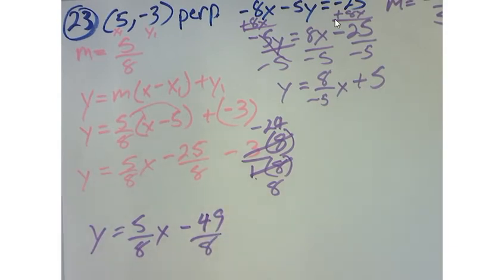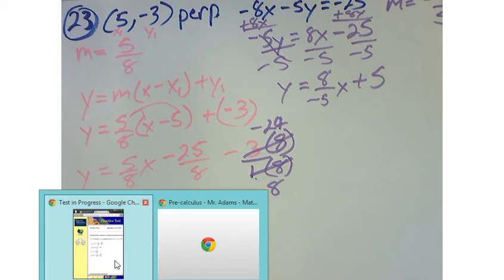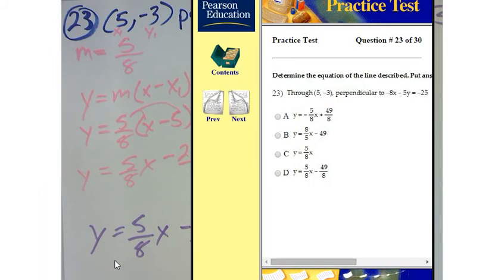Was that one of our choices? I hope so. Yeah, B, right? No, not B. D. Let's see. Drum roll. Yep, correct. Good job.